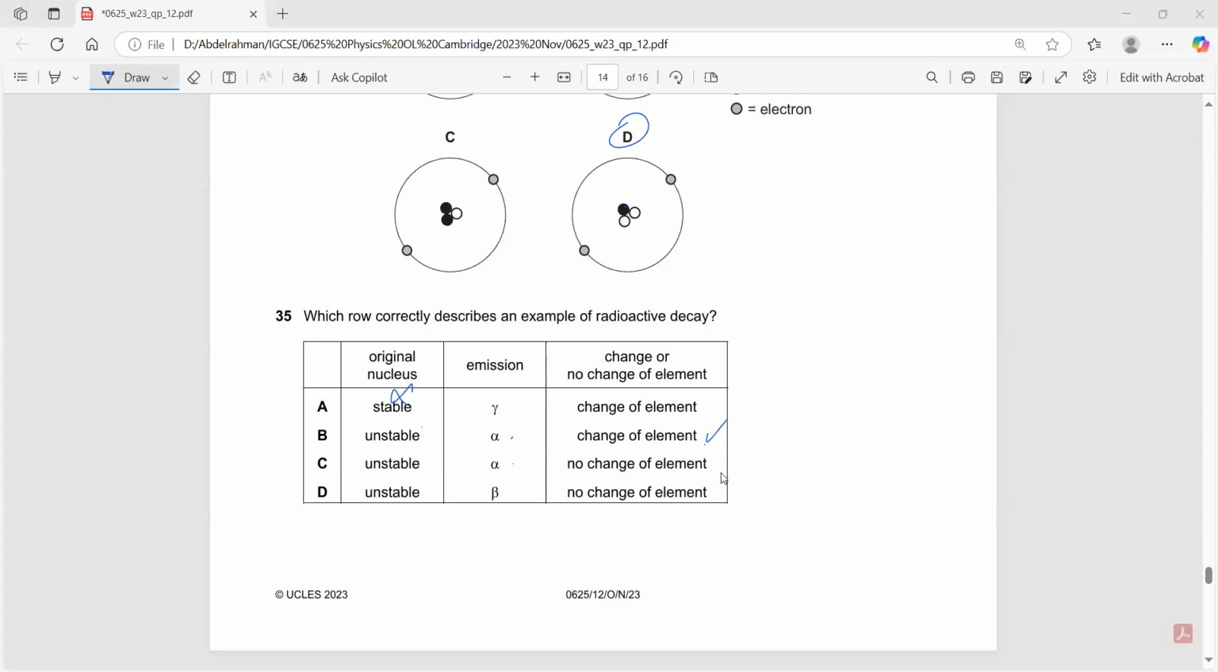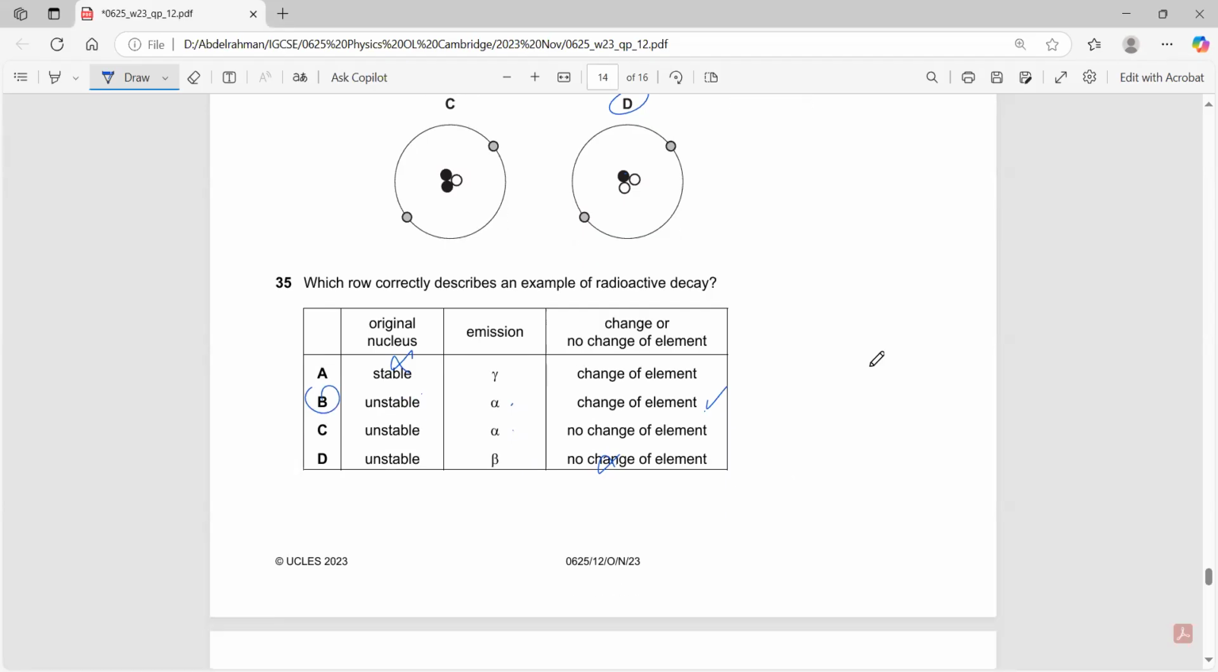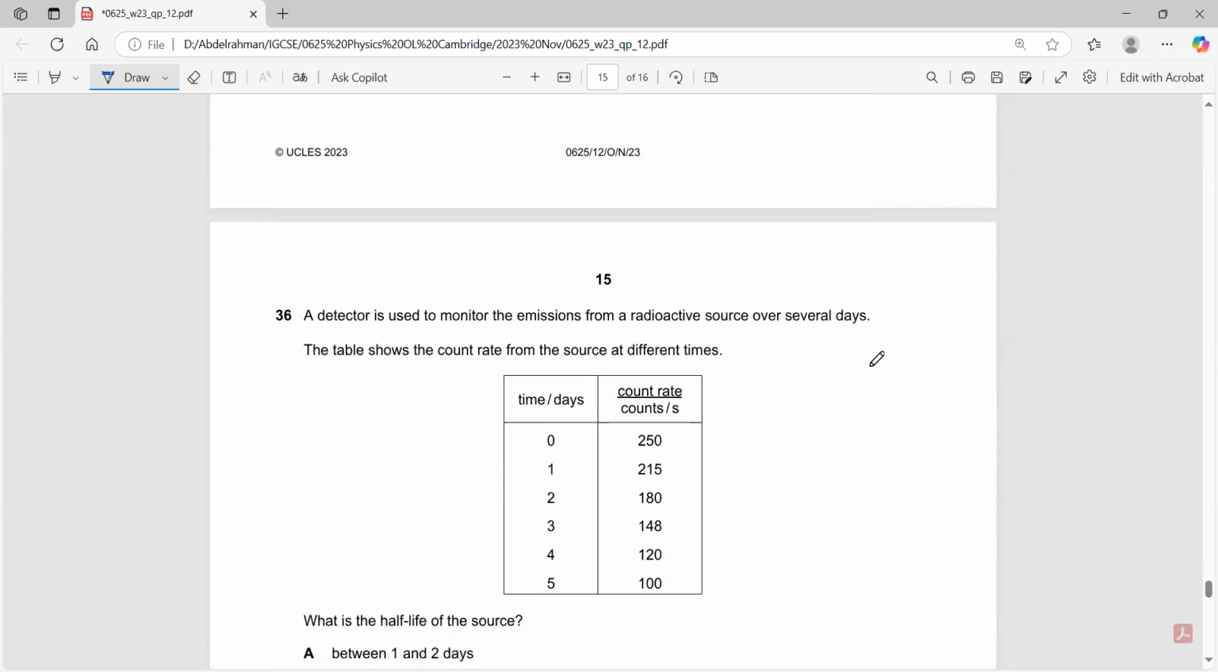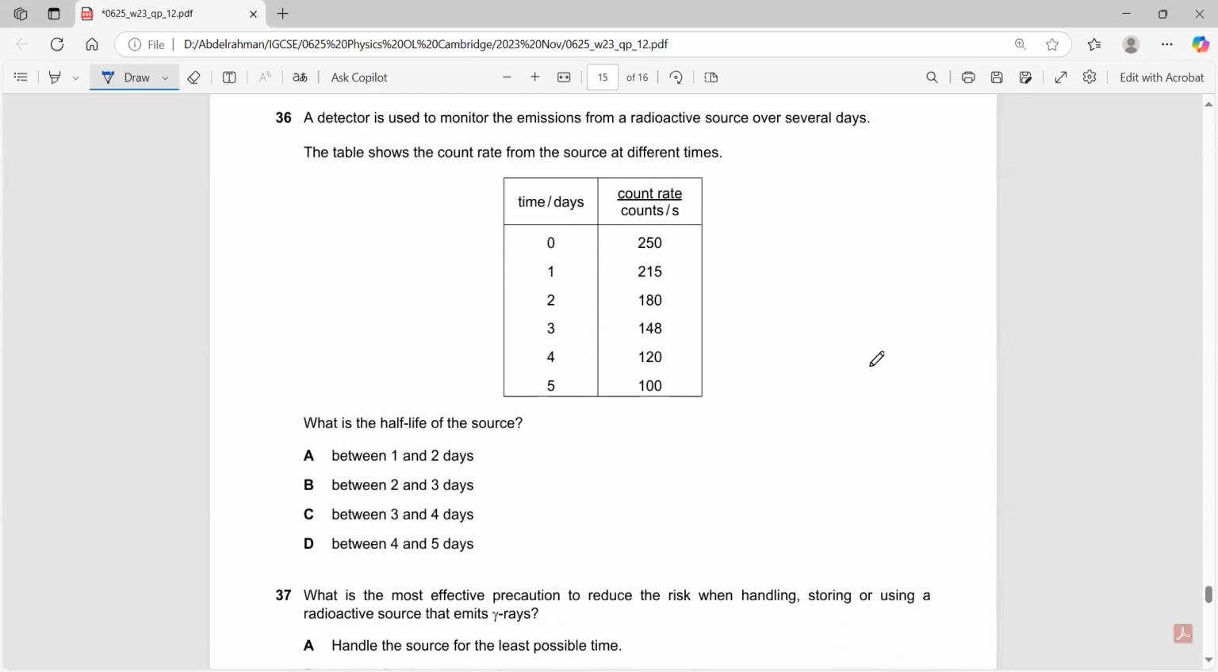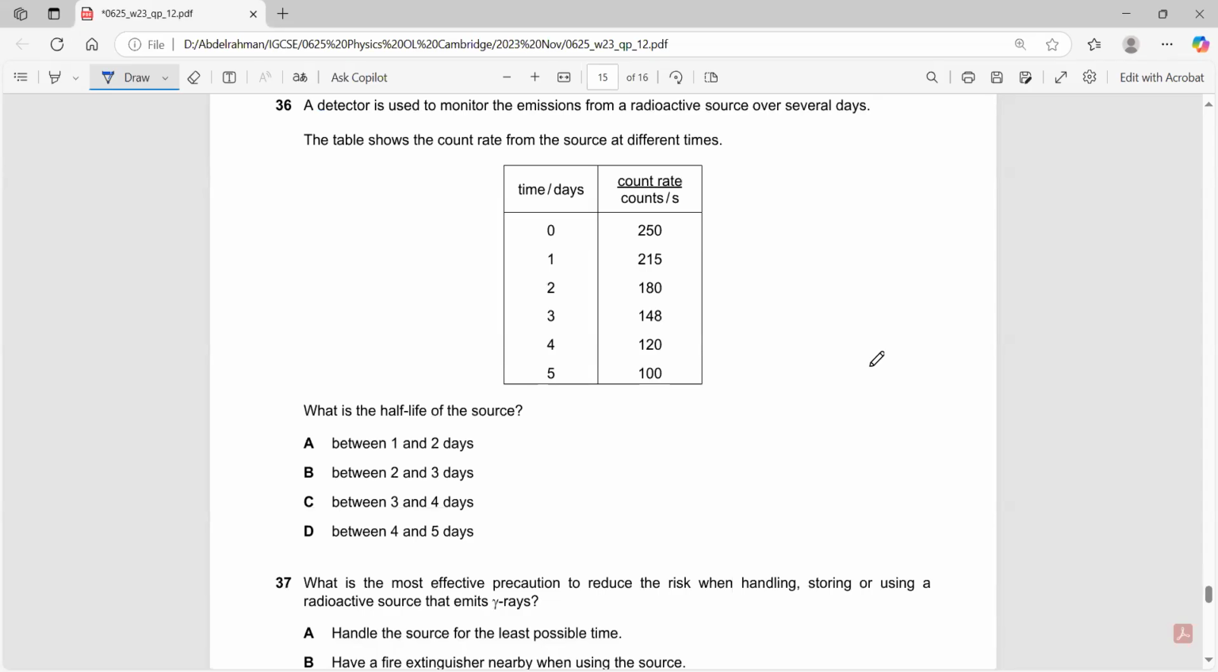What about a beta particle? The element also has to change. So if an alpha particle is produced, the element changes. If a beta particle is produced, the element also changes. It has to be an unstable atom at first, an unstable isotope.